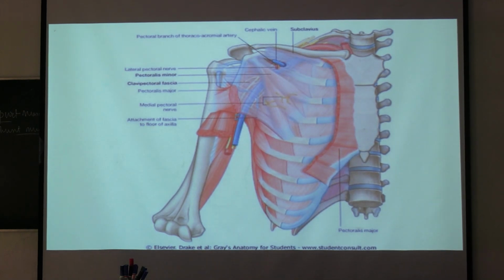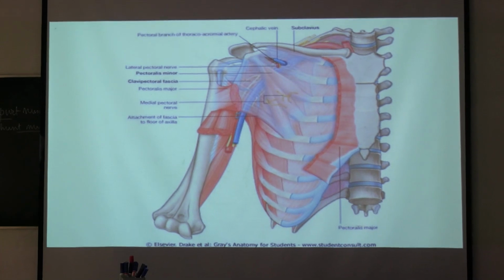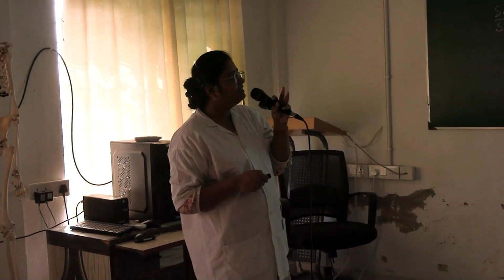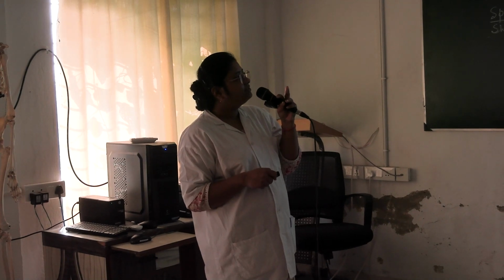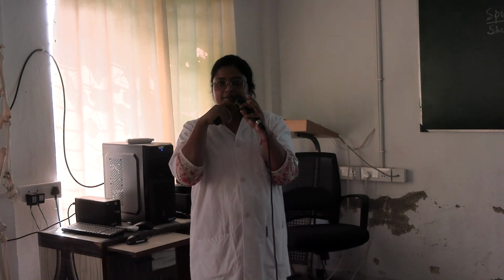And another structure coming out through the clavipectoral fascia are the lymphatic vessels, okay, connecting the infraclavicular lymph nodes with the apical group of axillary lymph nodes. But these you will not see, these are very fine. Lymphatic vessels are very fine and they look like the fascia, white in color. So these structures you will see: this cephalic vein, lateral pectoral nerve, this thoracoacromial artery and its branches, and this medial pectoral nerve, and the muscles you will see in the dissected part. Okay, understood?